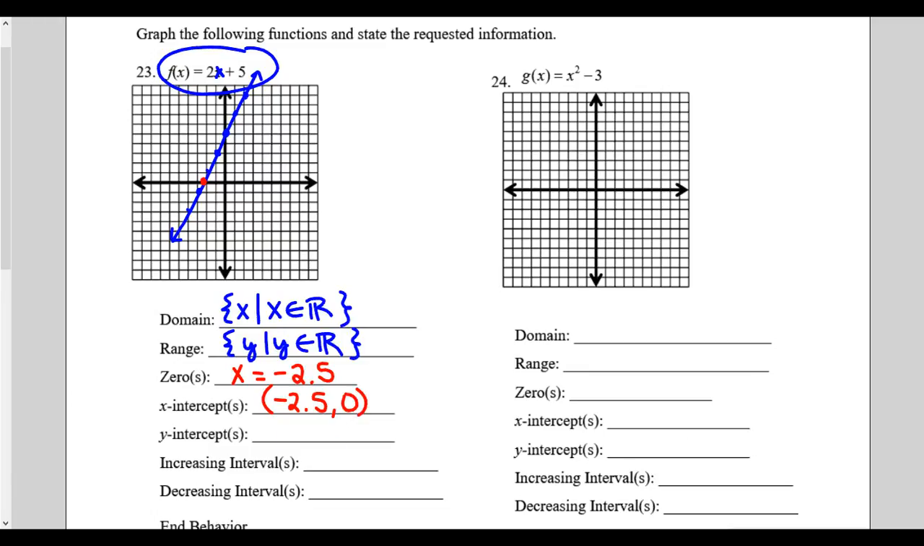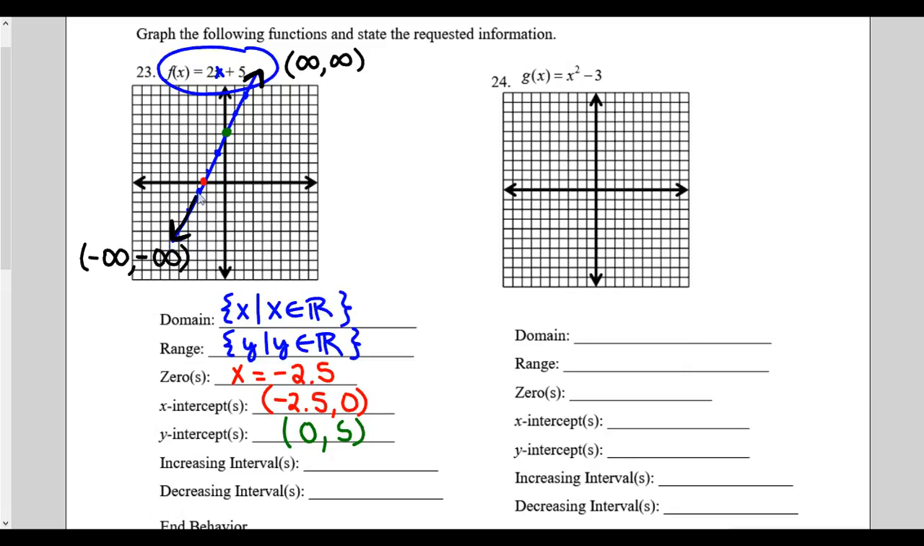My y-intercept would be where I touch the y-axis, which is up here at 5. I write that as a coordinate, 0 comma 5. And then I have to describe where I am increasing and decreasing and what my end behavior is. So I'm going to write coordinates for these arrows on the end. This arrow is pointing to the right, so x would be positive infinity. It is pointing up, so y would be positive infinity. This arrow is pointing to the left, so x would be negative infinity, and it's pointing down, so y would be negative infinity.